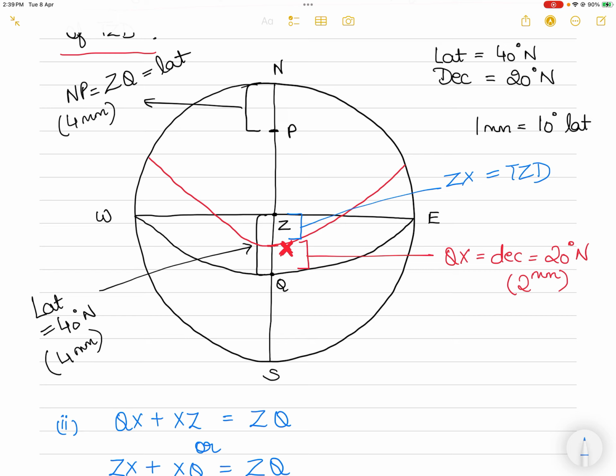I will take up more examples in future using different values of latitude and declination. Sometimes it will be south, sometimes it will be the equator where the observer is. Sometimes both latitude and declination will be south, or it could be one south, one north. There could be a scenario where the declination is larger than the latitude. So we'll take up those different examples and I will show you through different videos.